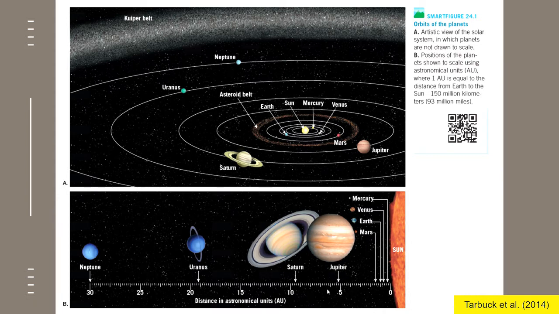Jupiter is around 5 AU. Saturn is, say, between 9 and 10 astronomical units. Uranus is more than 19 astronomical units. And very, very far from us, we have Neptune at 30 astronomical units.